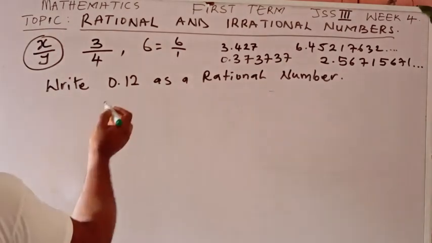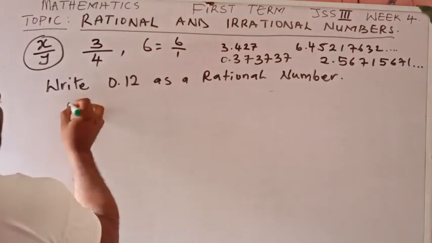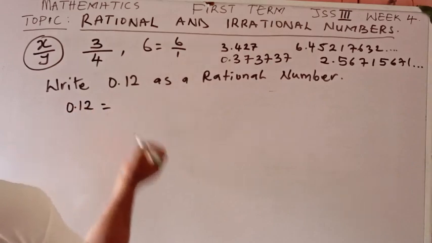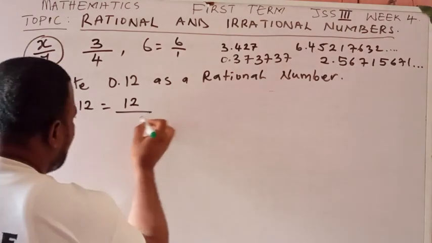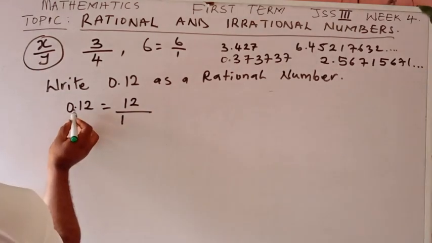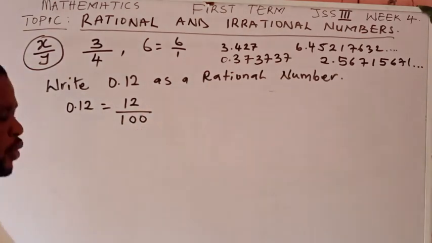So how do we write it? It means that we change it to a fraction. So 0.12 will be equal to what? You write 12/1. Then how many decimal places? 1, 2. So 2 zeros.